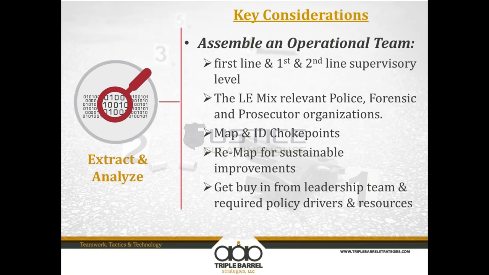You'll need a second team to work with the leadership team, and that's an operational team consisting of first and second line people. The law enforcement mix, again, is relevant. This team needs to be made up of police, forensic, and prosecuting organizations. This is the team that will map and identify any choke points, remap them for sustainable improvements, draft the protocols, and send it back up to the leadership team to get buy-in, to get the required policy drivers to drive them, and any resources that are also needed.